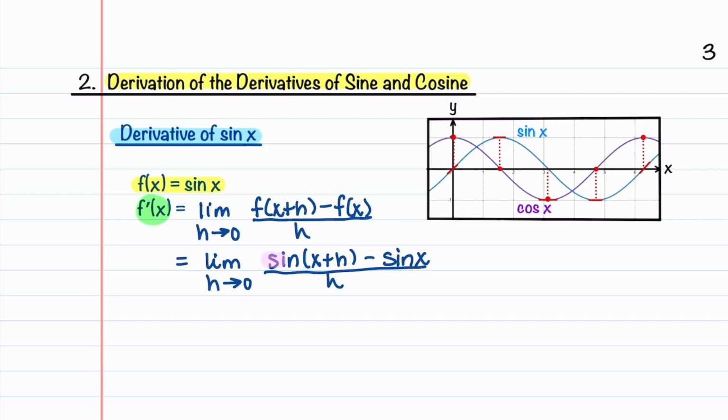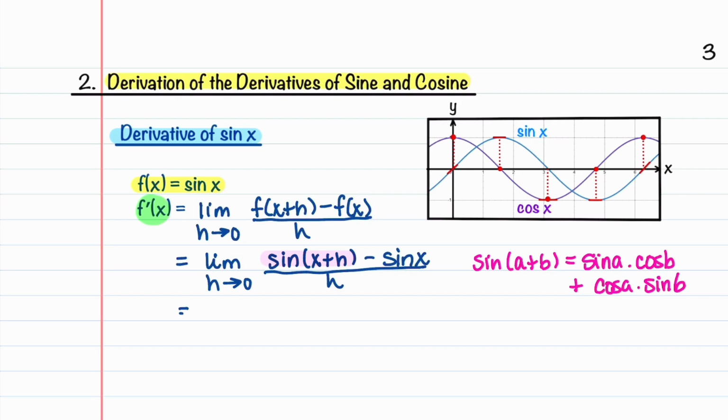Let's now look at this term. We can simplify this term using one of our trig formulas. That formula is sine of a plus b is equal to sine a times cosine b plus cosine a times sine b.